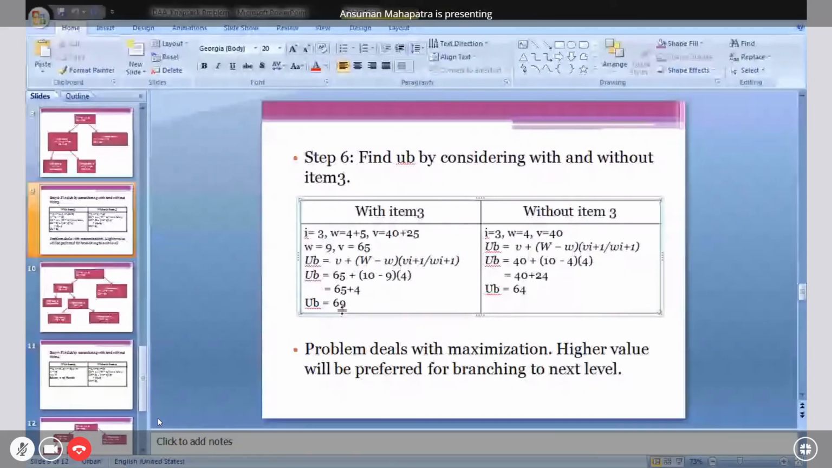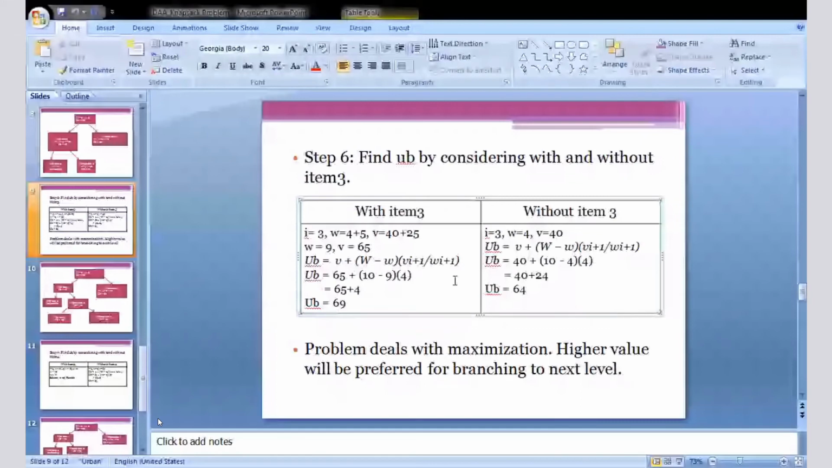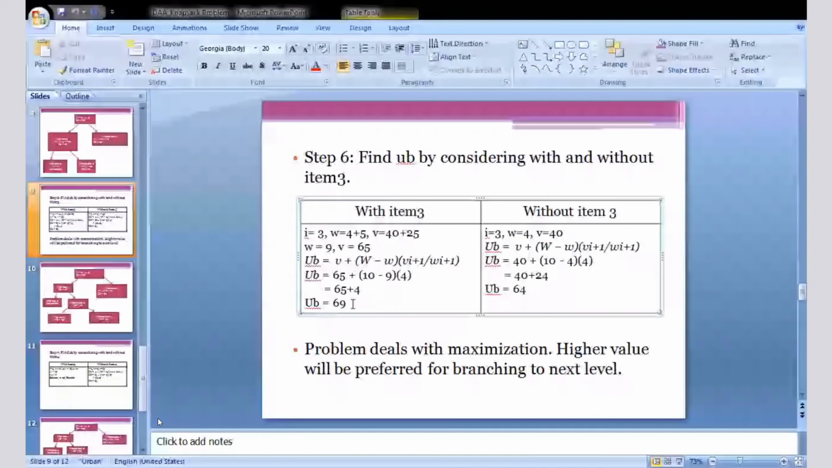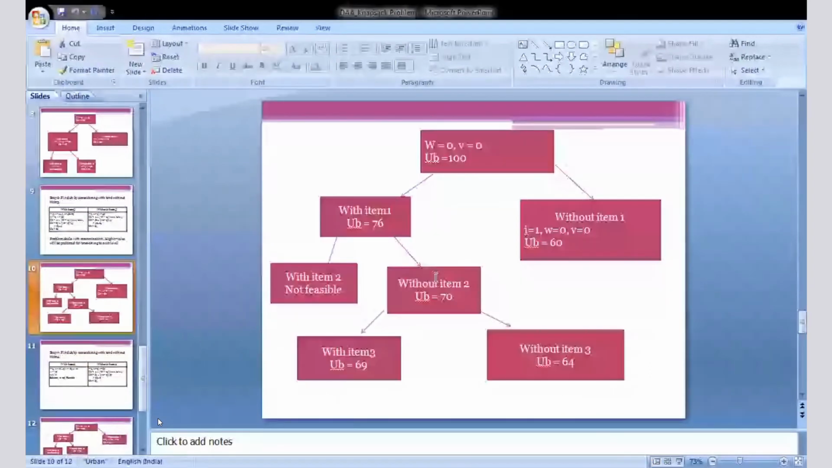Again, once you didn't place this item 3, you got this upper bound value as 64. Again, the problem is a maximization. So again, we'll be going with whatever the value that has higher precedence. So we'll be selecting with item 3. That's what here. So we didn't place item 2 in your bag, and we have placed item 3, and we have to branch from here onwards.